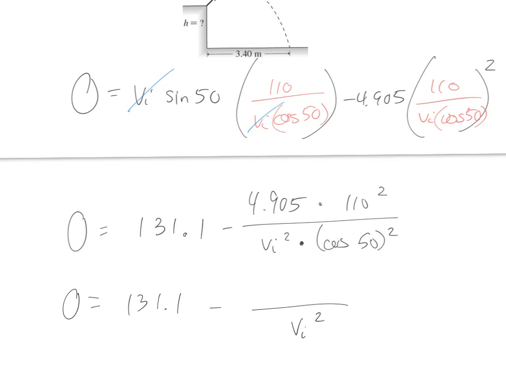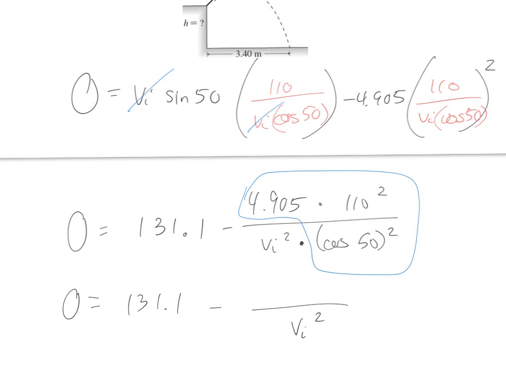So again, I'm going to circle what I'm talking about. Please calculate this quantity right here. Calculate that quantity in blue. 4.905 times 110 squared all over cos 50 squared. See what that is? And just put that in the empty spot right here in the next line. The VI squared, just carry it down.